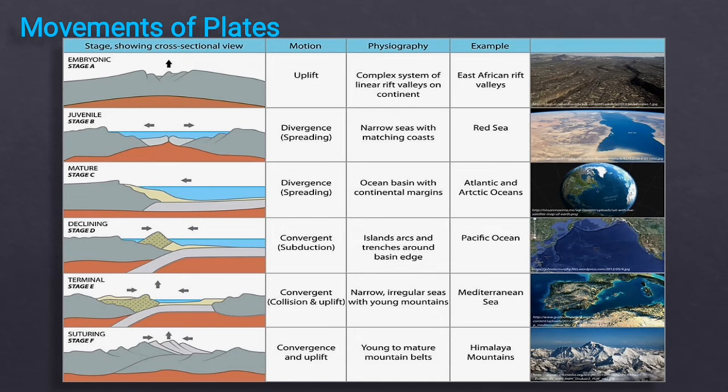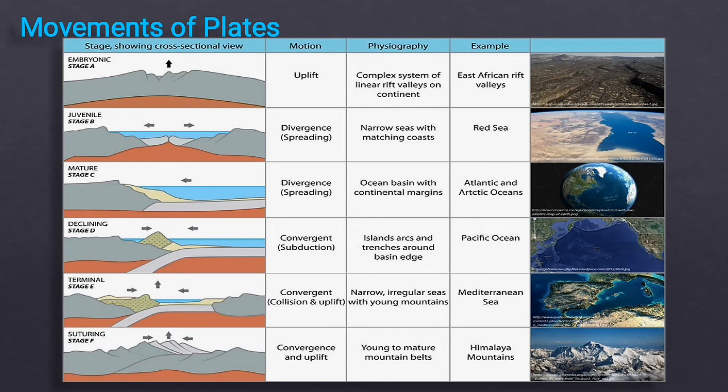Then next we have stage C, the mature. The broad ocean basins widen, trenches eventually develop, and subduction begins. This is where spreading happens, also known as divergence, same as the juvenile. But the physiography is ocean basins with continental margins, and its example is the Atlantic and Arctic oceans.